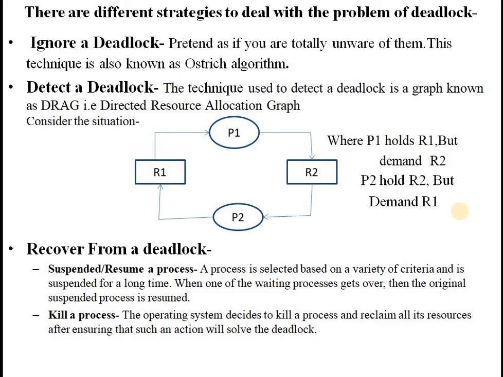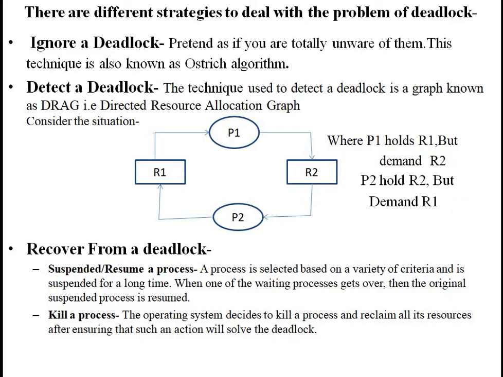First, ignore the deadlock. In that there is one algorithm, the ostrich algorithm, through which we can ignore the deadlock. Second one, detect a deadlock. The technique used to detect a deadlock is known as a directed resource allocation graph. It is a graphical representation where we can understand the situation of deadlock.